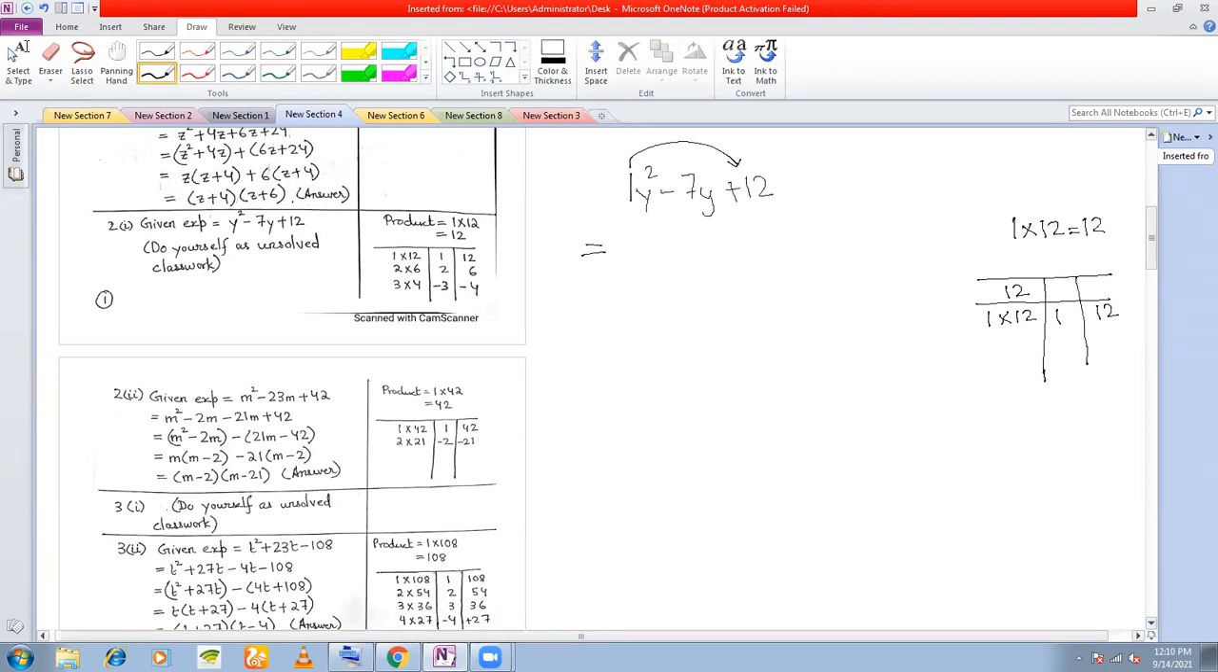Next factor we find. What can be the next factor? 12 is divisible by 2. So you take 2 out here and divide 12 by 2, you get 6. So 2 and 6 are the factors. Can 2 and 6 give me 7 in any way? No, sir. They will not give me 7 in any way, right?